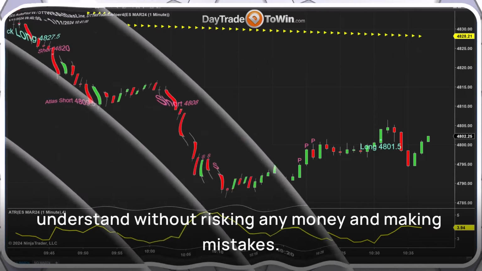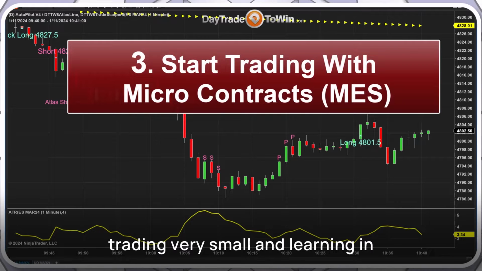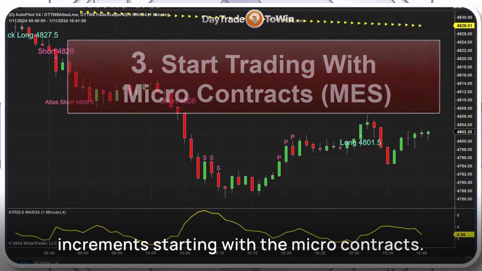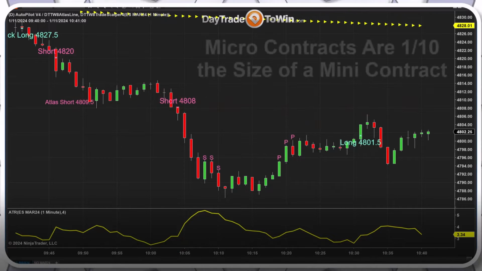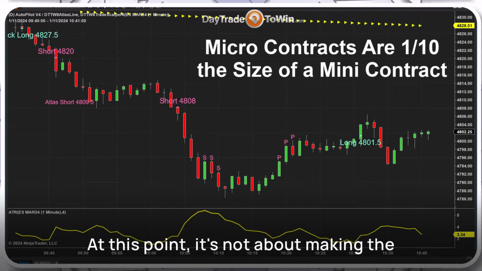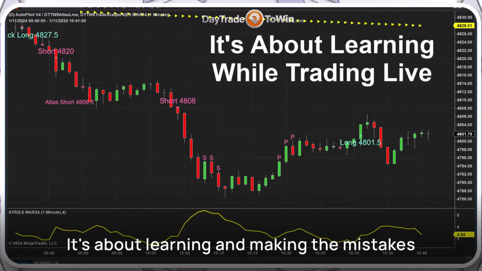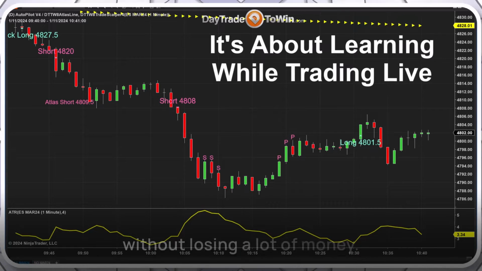A practice account is really important so you are able to learn and understand without risking any money and making mistakes. Next, we're going to look at trading very small and learning in increments, starting with the micro contracts. The micro contracts are 1/10 the size. At this point, it's not about making the $1 million that you want to make. It's about learning and making the mistakes without losing a lot of money.